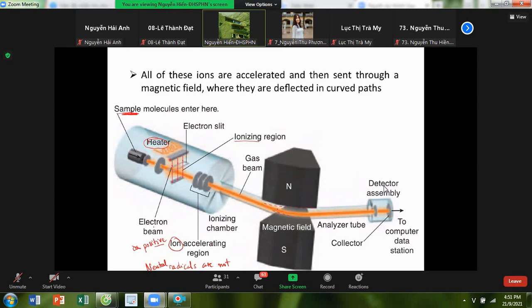When they go through this magnetic field, the ions will move in different directions. You see that? Different ions will move in different directions because they have different masses.